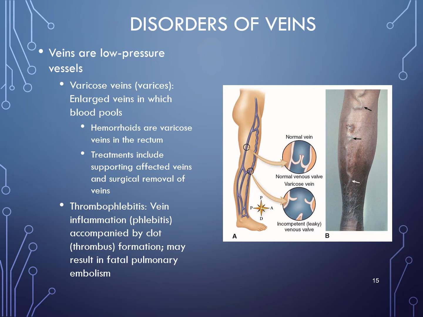And then thrombophlebitis is inflammation of the vein, and a lot of times it's accompanied by a clot and can result in a pulmonary embolism, which is fatal if that clot breaks free and goes floating through the circulatory system and then gets lodged in a pulmonary artery. It can cause immediate death.